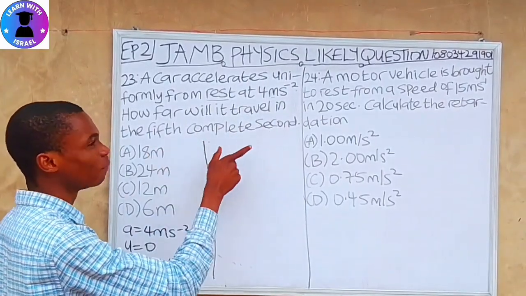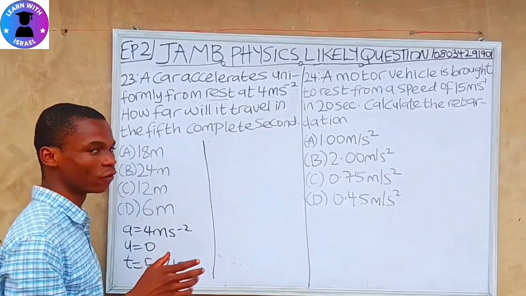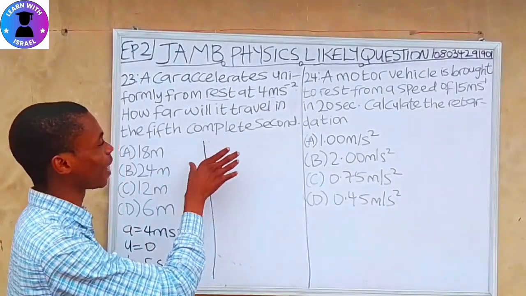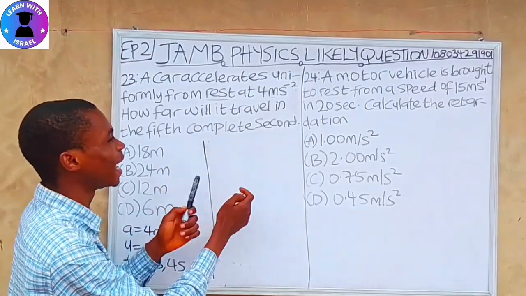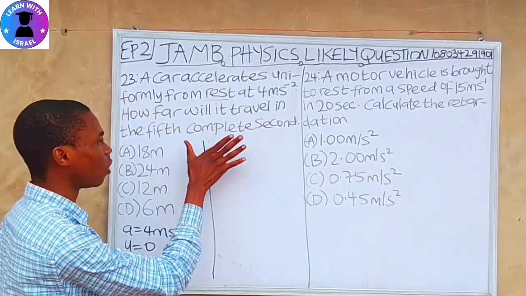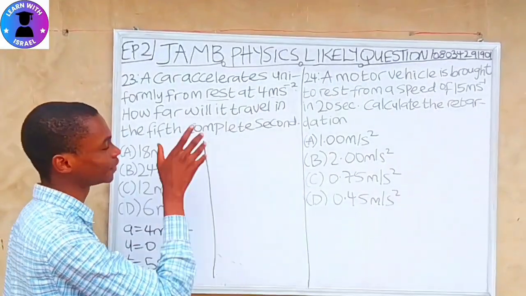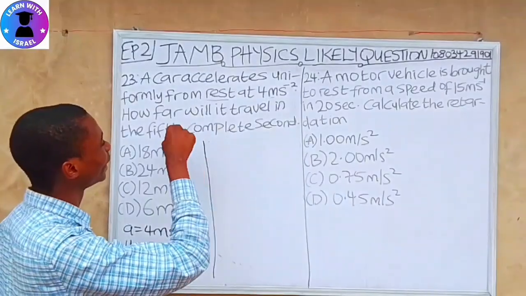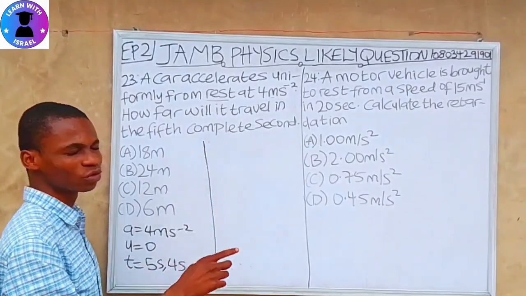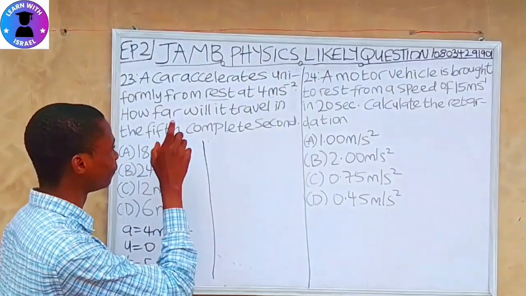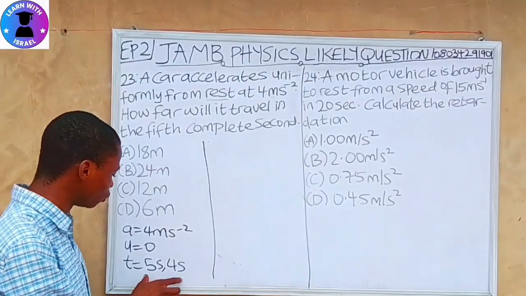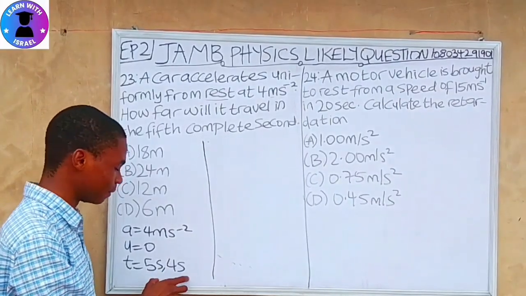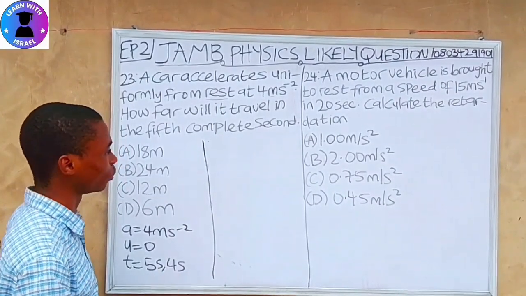In the fifth complete second. When solving this kind of question, you need to calculate for the fifth complete second and the one before the fifth complete second, which is the fourth second. That is how we can know the exact distance for the fifth second. We need to calculate for both the fourth and the fifth. So that's why we have 2 times here, which are the fifth and fourth seconds.